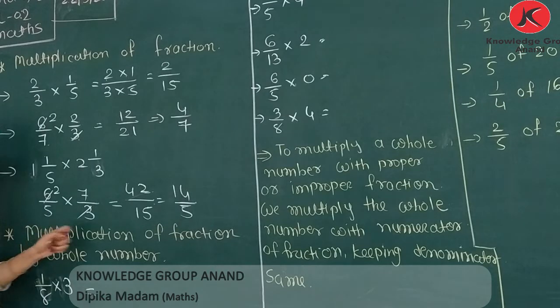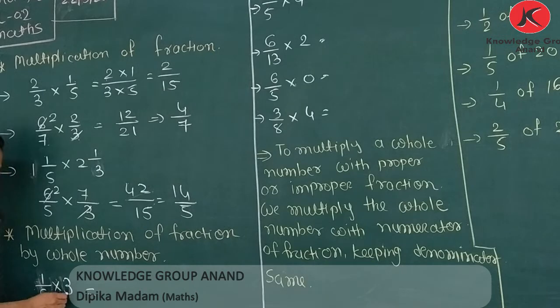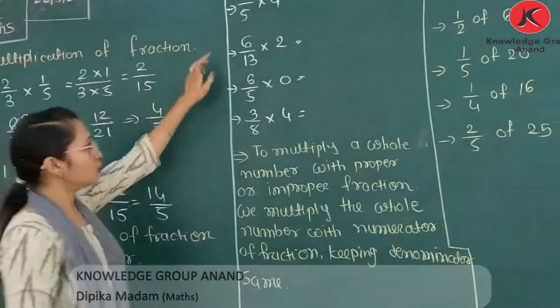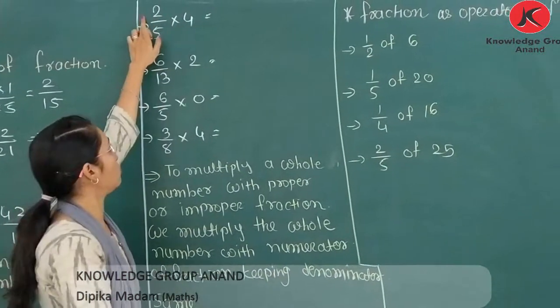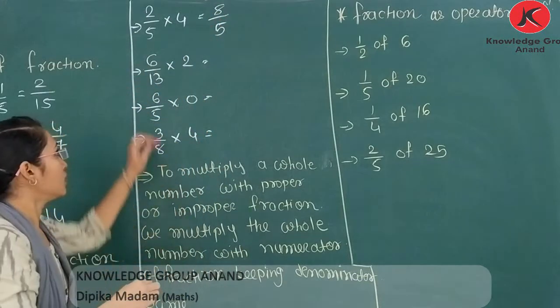Next is multiplication of a fraction with a whole number. In that, what you have to do? The first example is given: 1 by 8 multiplied by 3. Here in the denominator, that is 1. Whenever there is a whole number, consider the denominator 1. It means here 1 is multiplied with 3 and 8 is multiplied with 1, or you can write 8 as it is. Next example, 2 by 5 multiplied by 4. So 2 is multiplied with 4, that is 8 divided by 5.